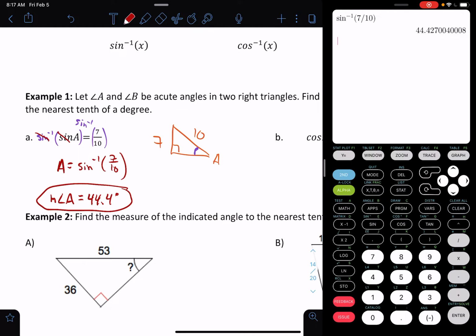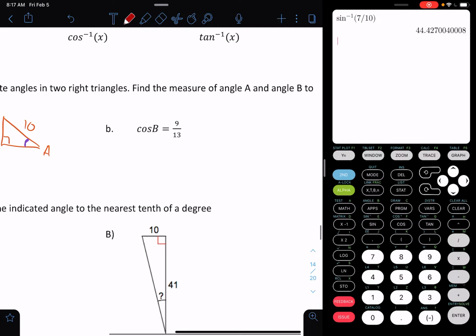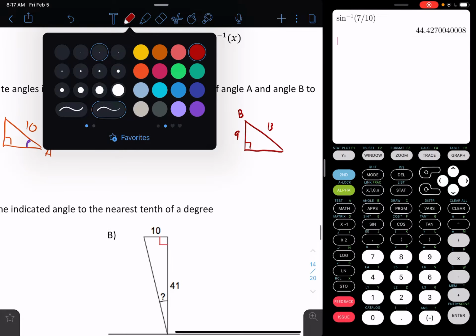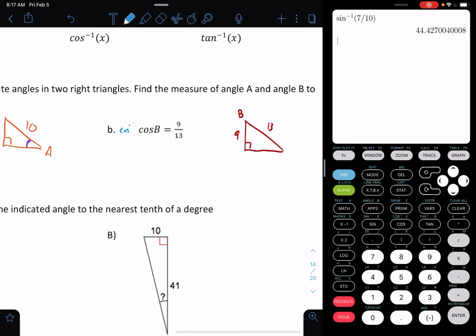Okay, let's roll over to example B. In example B, I've got this right triangle. Let's say angle B is up here. The cosine of B is 9/13, which means its adjacent side is 9, the hypotenuse is 13. So what I'm going to do is apply cosine inverse to both sides. That's going to cancel out the cosines, leaving me with B equals cosine inverse of 9/13.